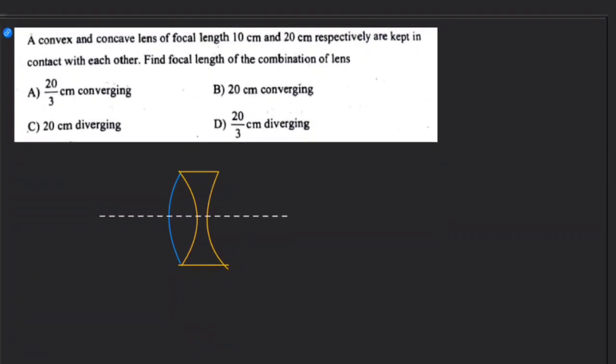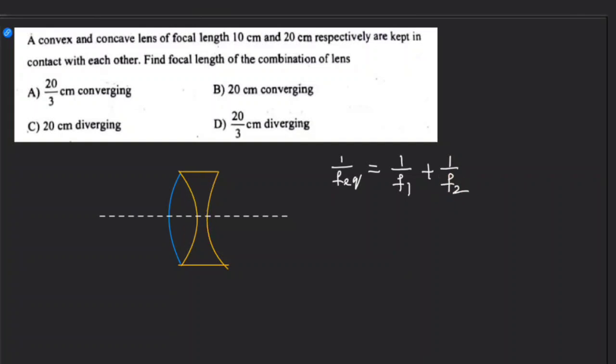So next one is this one. A convex and concave lens of focal length 10 cm and 20 cm respectively are kept in contact with each other. Find the focal length of the combination of lenses, right? When the two lenses are in contact, 1 by F equivalent is equal to 1 by F1 plus 1 by F2.